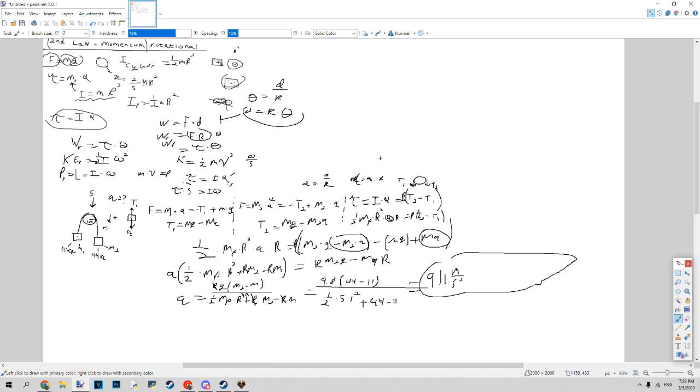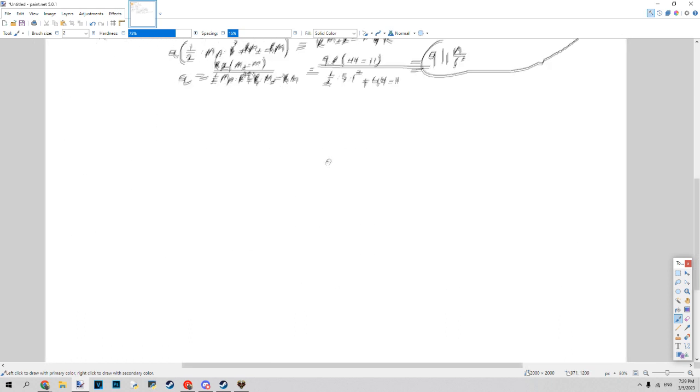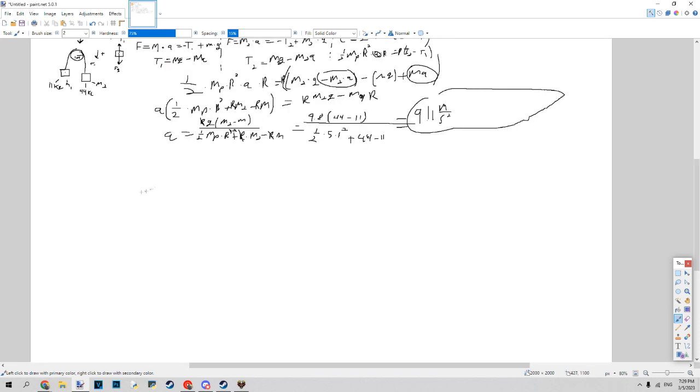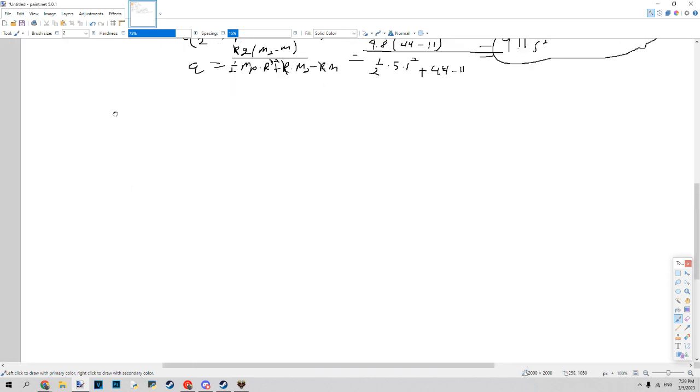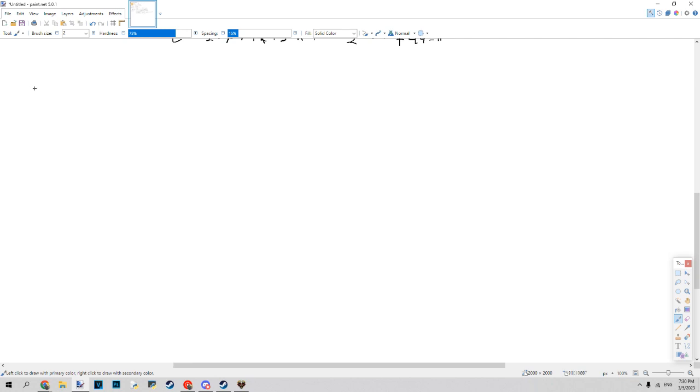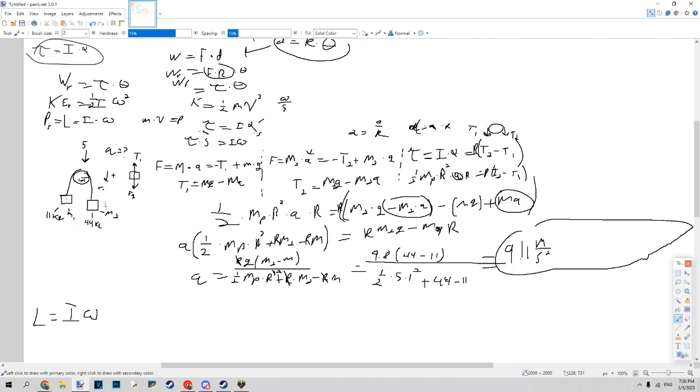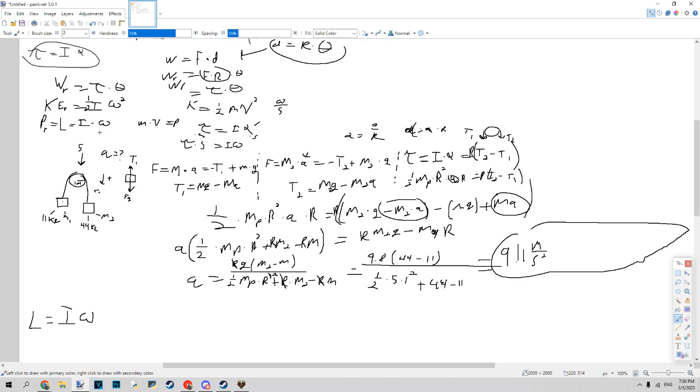So the momentum lecture, or the collisions lecture, if you want to call it that. Let's get to it. We already figured out that the rotational momentum is IW, right? We did that up here somewhere. Here it is.